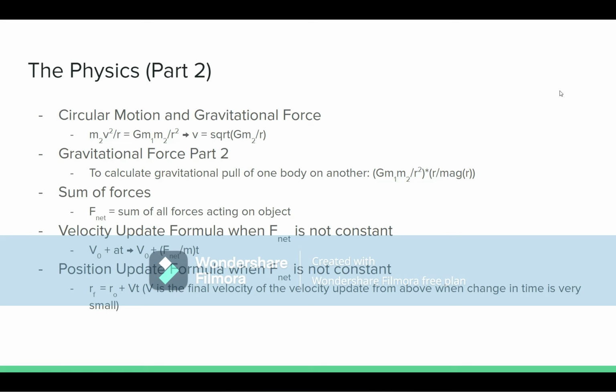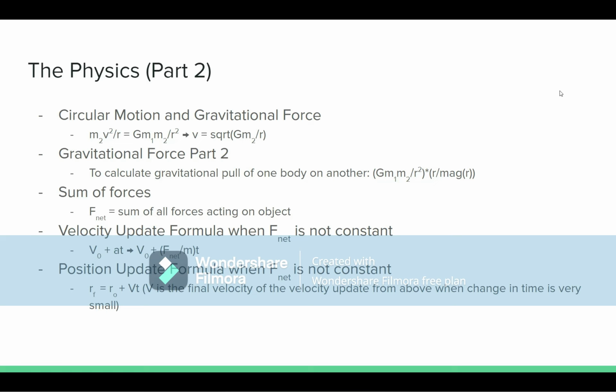The sum of the forces is equal to the net force, so every component of every force acting on the object sums to get the net force. The velocity update formula in the case where F net is not constant is given as final velocity equals initial velocity plus acceleration times time, or initial velocity plus F net over m times t.